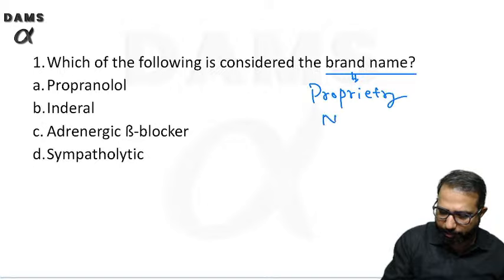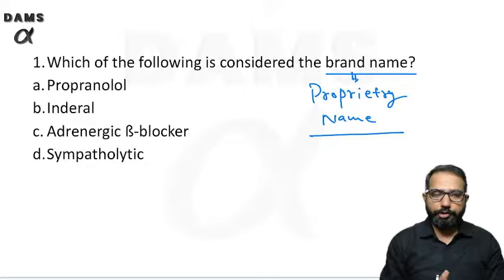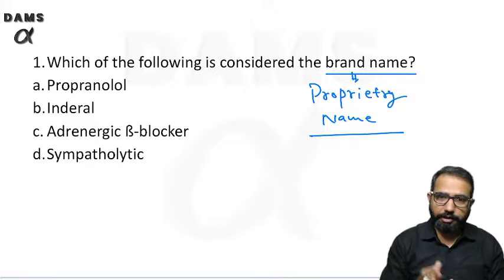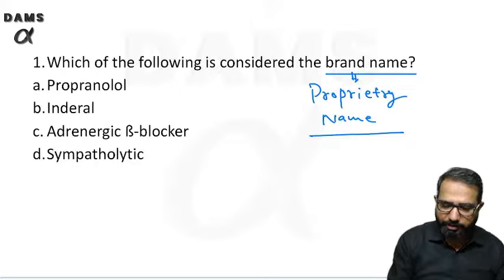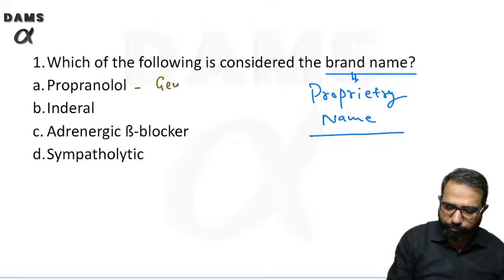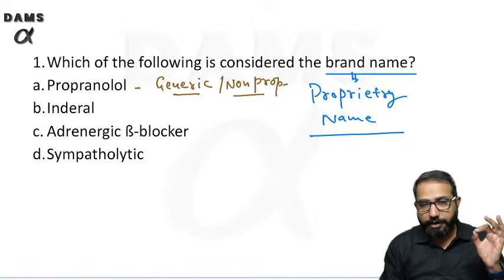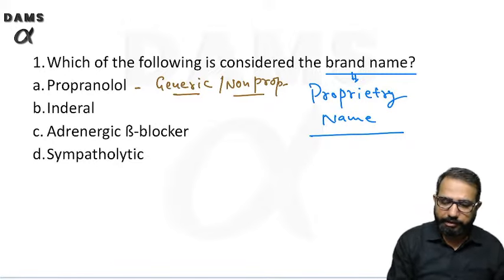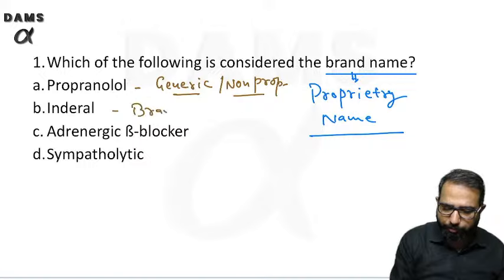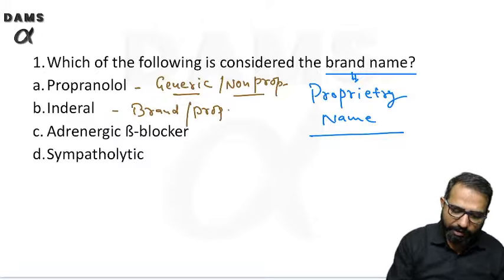Brand means proprietary name. So we have one proprietary name, and the other we have is the generic or non-proprietary name. The names which we discuss in our pharmacology books, like propranolol, are generic or non-proprietary names. But the pharma companies register their brand and give the brand name, or you can say the proprietary name. So they have the proprietorship for that. So this Indral is the brand name of propranolol.